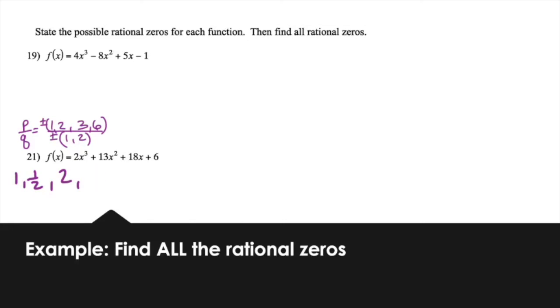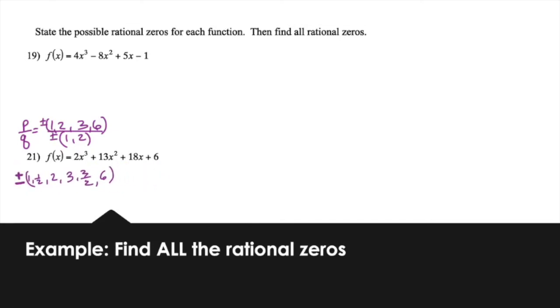3 and 3 over 2. And then the last one, we have 6 and 6 over 2. That's 6. But 6 over 2 is the same as 3, so we don't have to write it. And don't forget that we have to list all the plus and minuses of all of those.